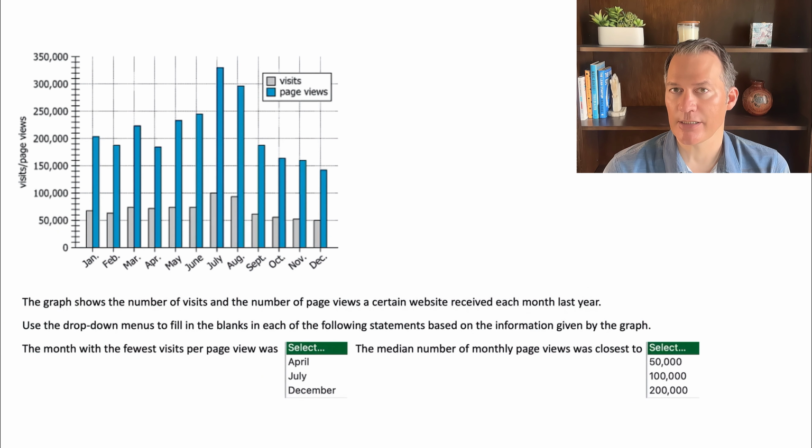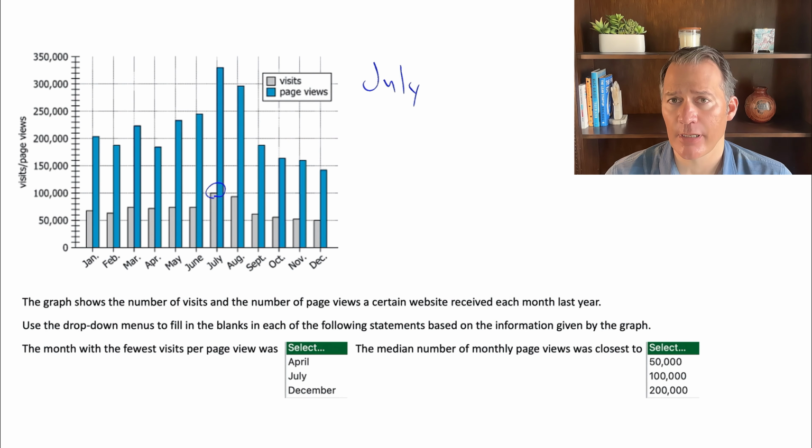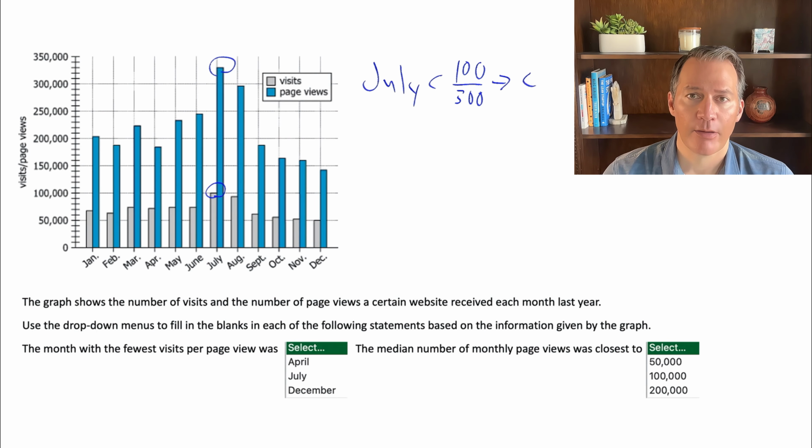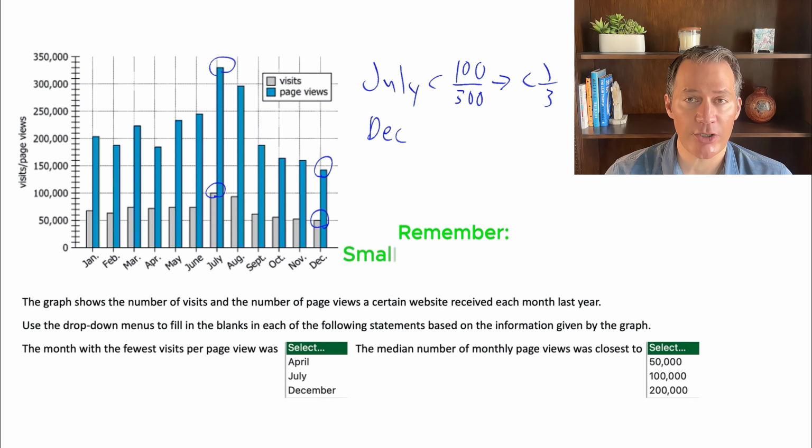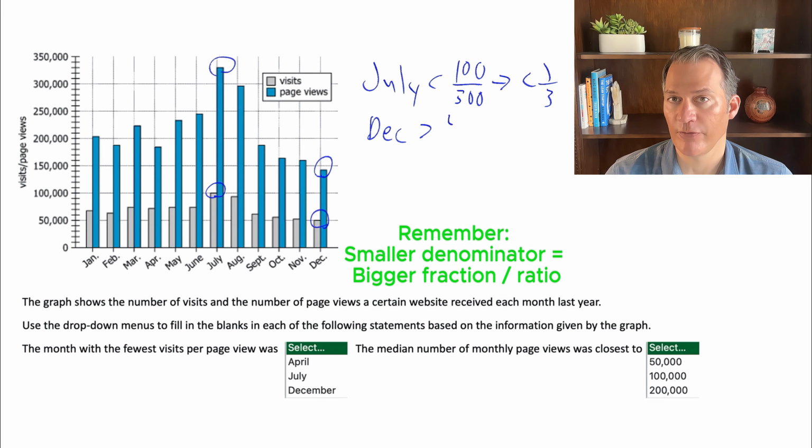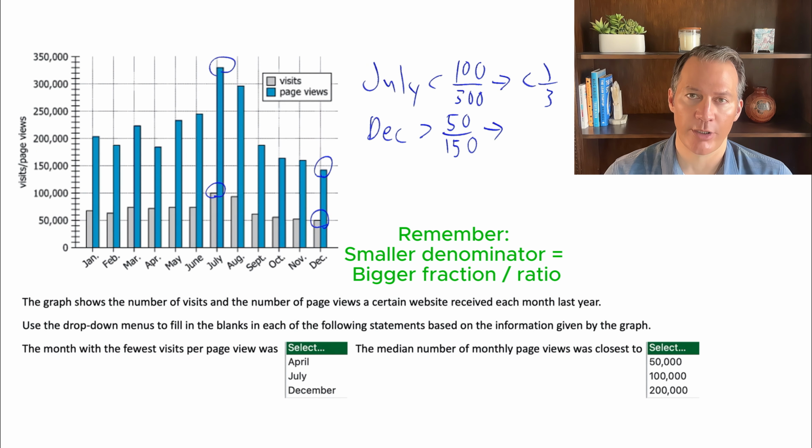Start with July because it's the cleanest. Visits are right at 100,000 and page views are a little over 300,000. So that ratio is a little less than 100 to 300 or a little less than 1 to 3. Now look at December. Visits are 50,000 and page views are a little under 150,000. A smaller denominator means a bigger ratio, so that ratio is a little more than 50 over 150, which is 1 to 3. In other words, December's ratio is a little more than 1 to 3.